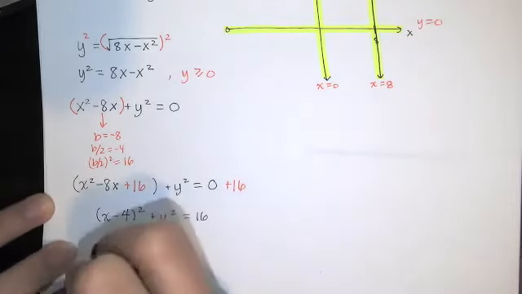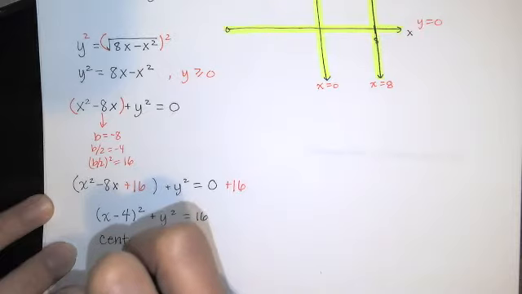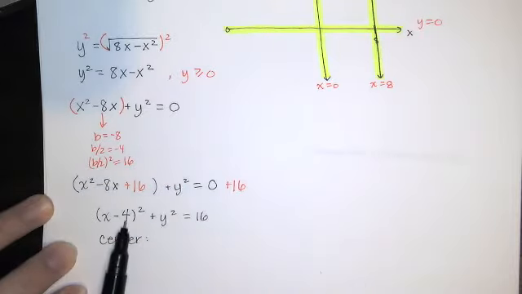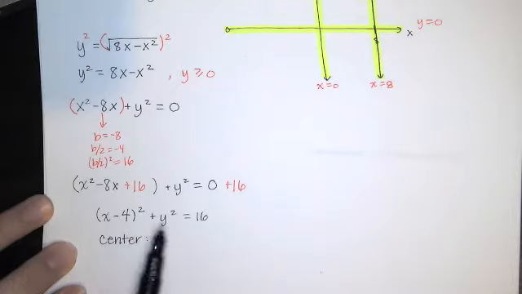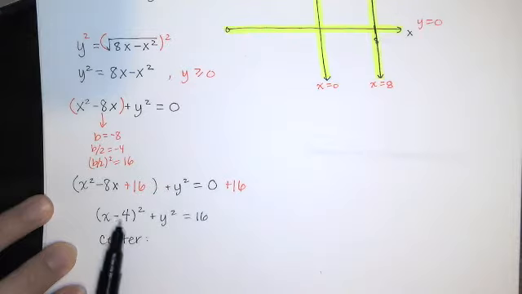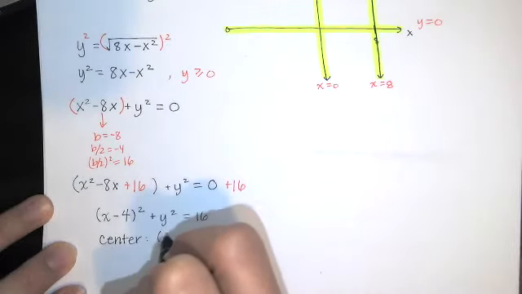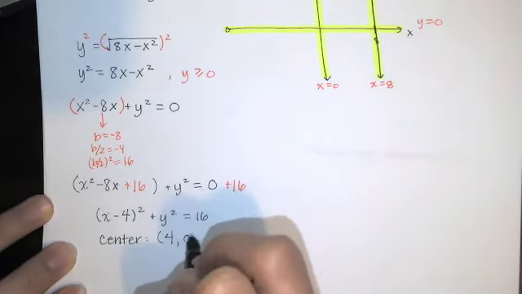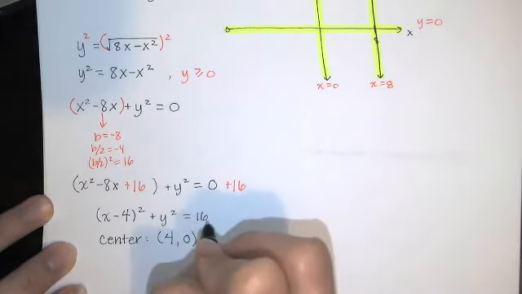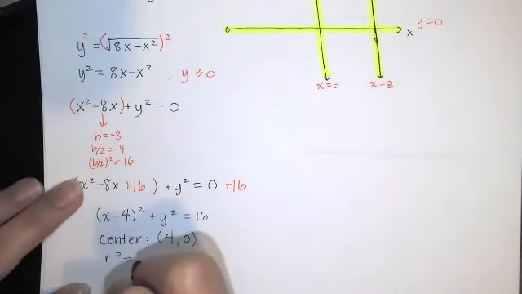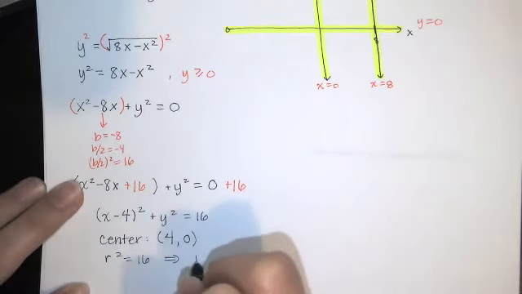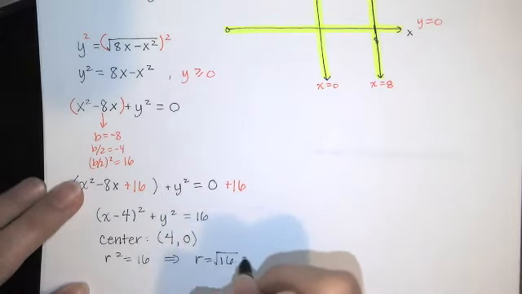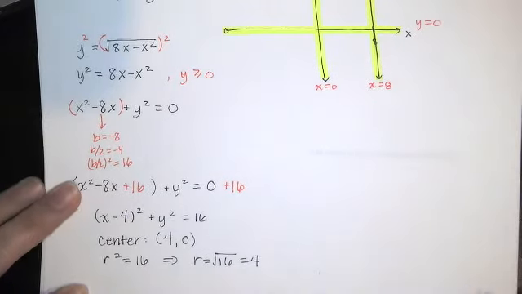So we have this. Now remember, the center of a circle comes from taking the number you're subtracting from the x and the number you're subtracting from the y in that standard form. Whatever number you see there, it's going to have the opposite sign. So if you see a -4, the x-coordinate of the center is the +4. There's nothing being subtracted there, so that's a 0. And this number on the right-hand side is r squared. If r squared is 16, r is the square root of that, so r equals 4.